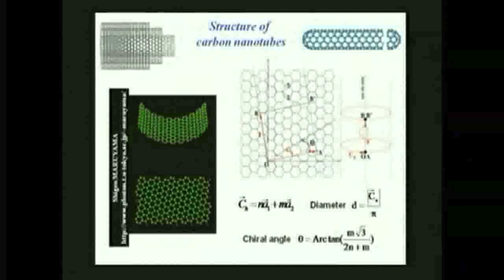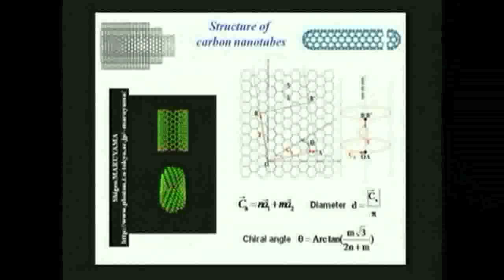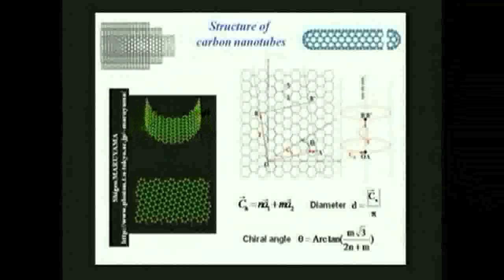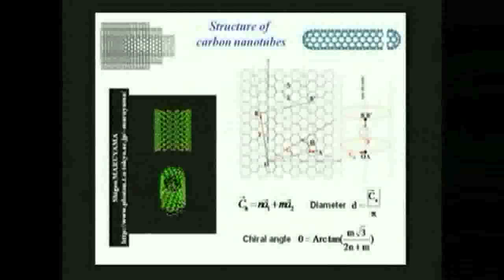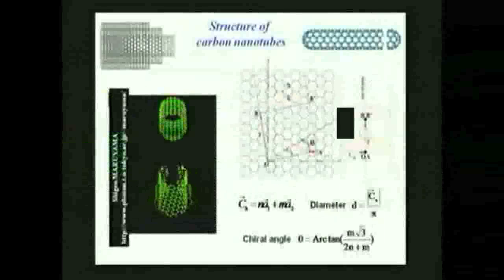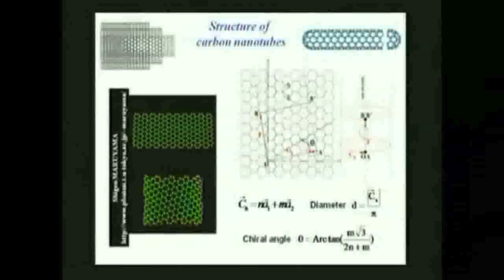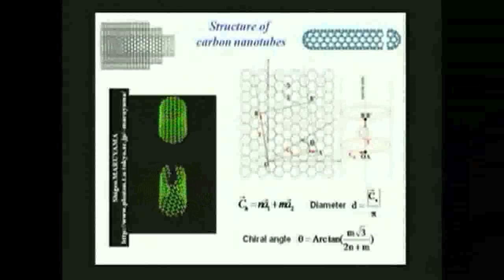There is a simple relation between the chiral vector, the norm of the chiral vector, and the diameter of the nanotube. And this chiral vector, you can express it in the lattice of graphene. So this is a hexagonal lattice. To describe this hexagonal lattice, you need two vectors, which are here called a1 and a2. The norm of these two vectors is the same.